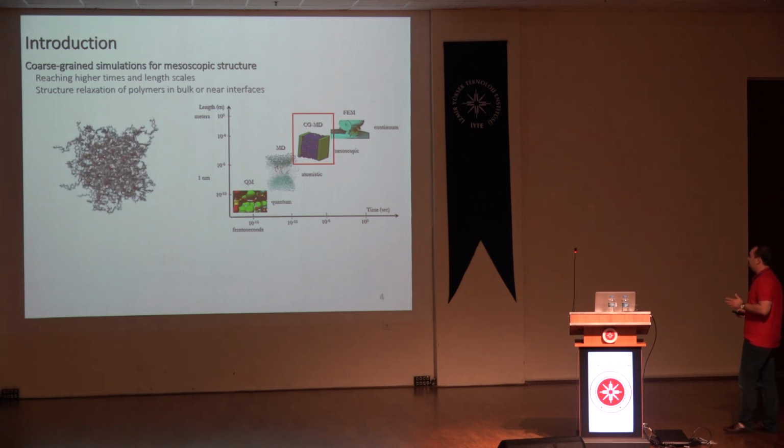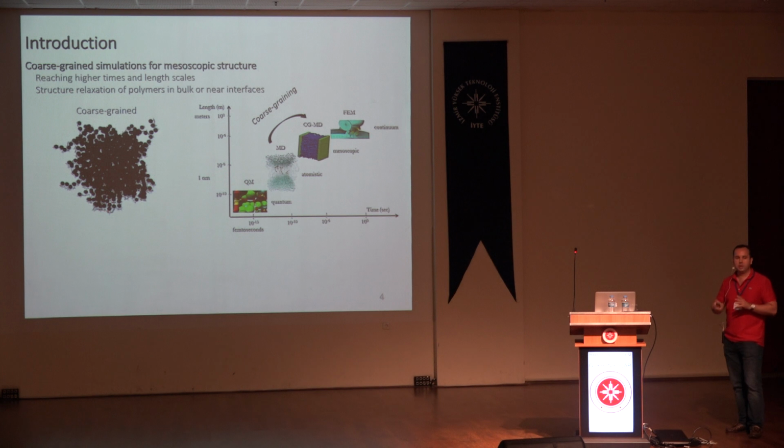So coarse graining, for those of you who are not completely familiar with the idea, is this: if you have a fully atomistic structure, coarse graining means collecting some functional groups together and forming larger entities which are called beads. So in the formation of these beads, the whole atomistic detail is completely integrated out.